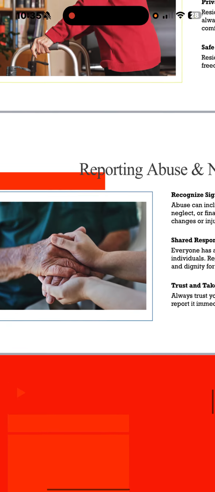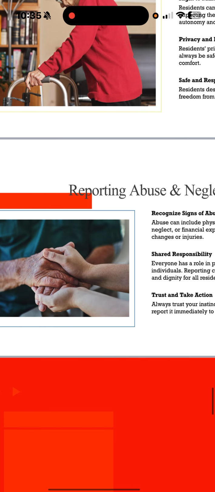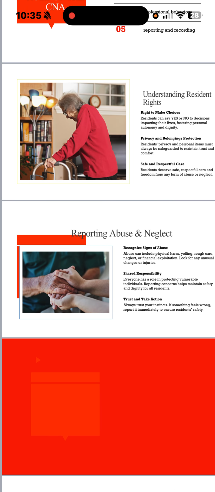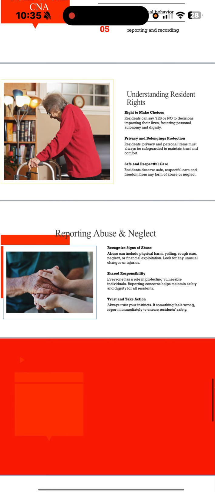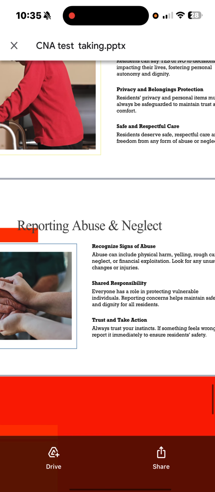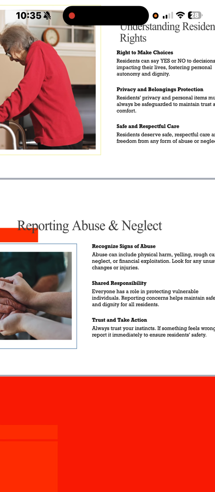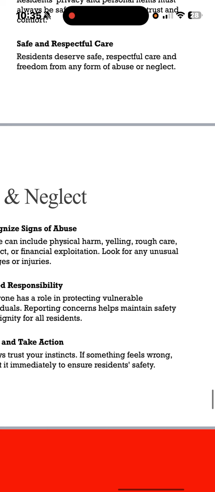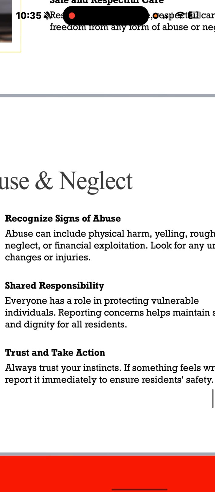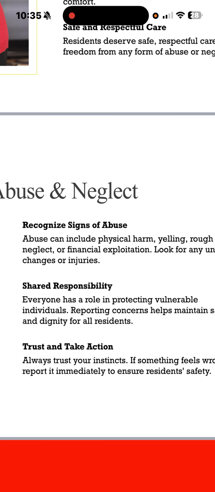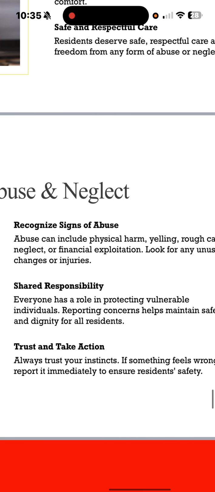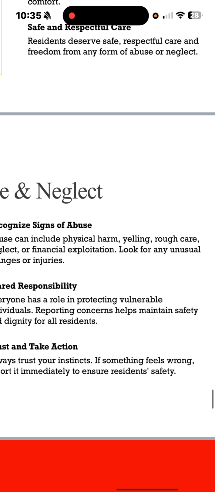And a lot of our patients out there are getting neglected. But as a CNA, guys, you should know the signs of the patient getting abused. Let's look at reporting abuse and neglect. Recognizing the signs of abuse. How do we recognize the signs of abuse when our patient is getting abused? Abuse can include physical harm, yelling, rough care, neglect, or financial exploitation.